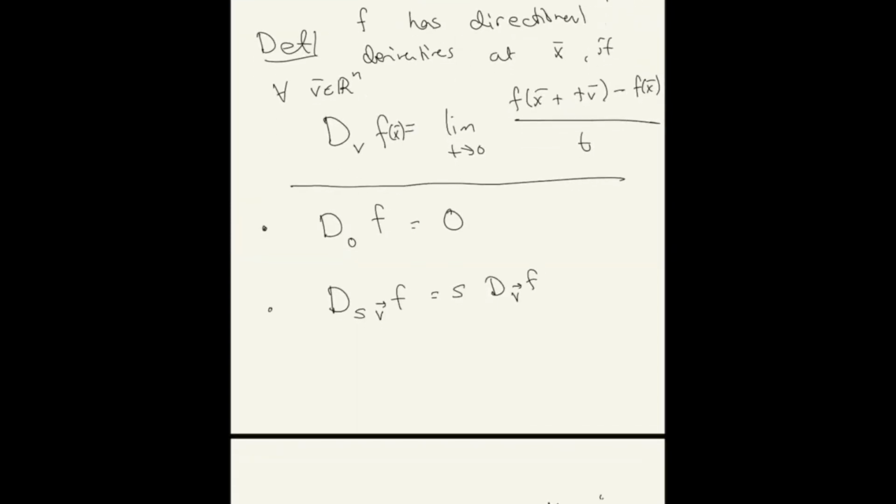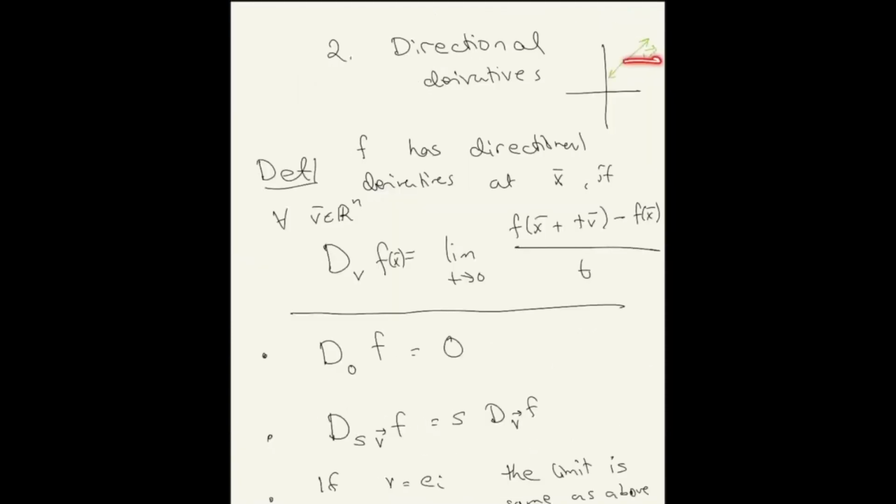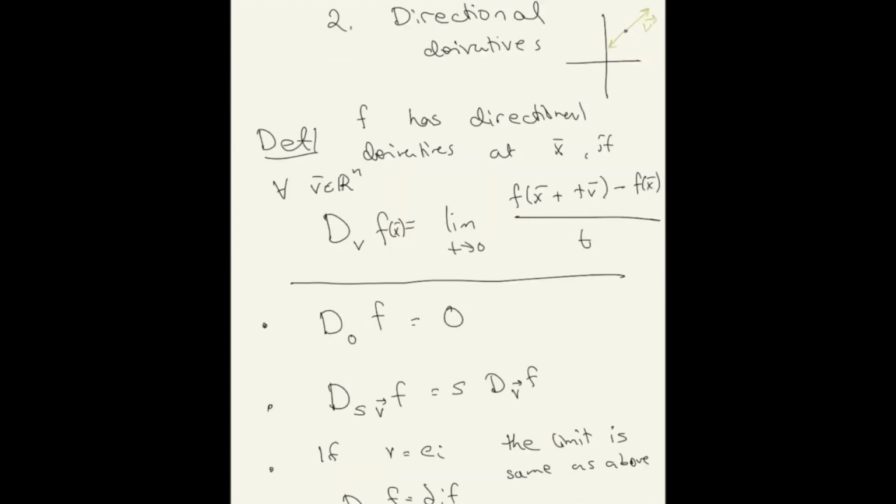Now, already at this point, it's worth remarking, if v is equal to ei, the limit is the same as above. So we have that d_ei of f is actually just the partial derivative of f. So really, this is a general strengthening of the partial derivatives, where we talk about all directions, and the special cases of those directions are the coordinate directions that give us partial derivatives. Good.